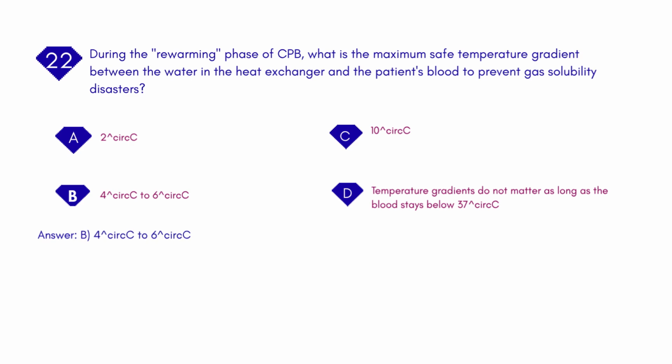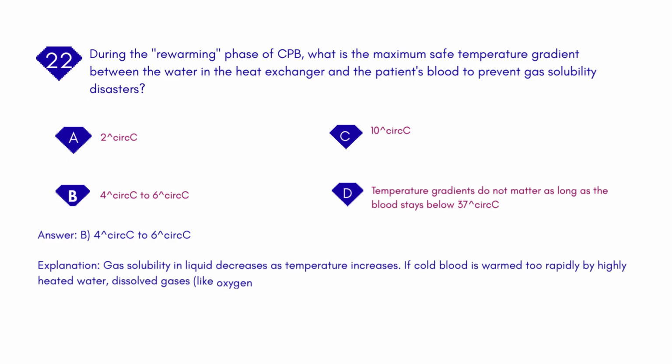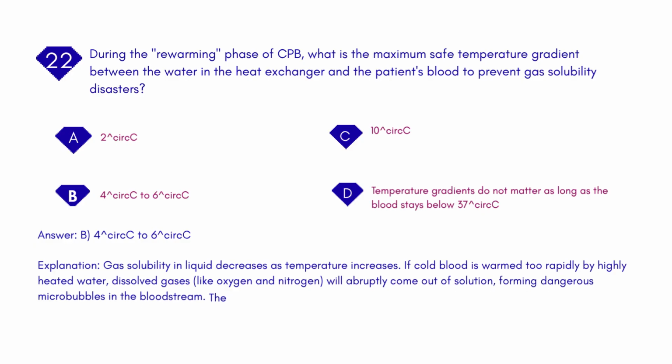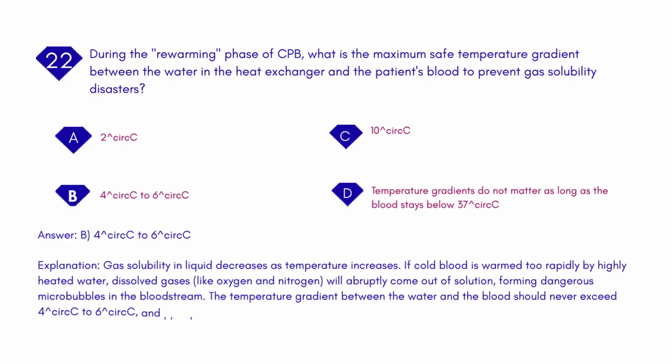Answer: B. 4°C to 6°C. Explanation: gas solubility in liquid decreases as temperature increases. If cold blood is warmed too rapidly by highly heated water, dissolved gases, like oxygen and nitrogen, will abruptly come out of solution, forming dangerous microbubbles in the bloodstream. The temperature gradient between the water and the blood should never exceed 4°C to 6°C, and blood temperature should never exceed 42°C at the heat exchanger outlet.